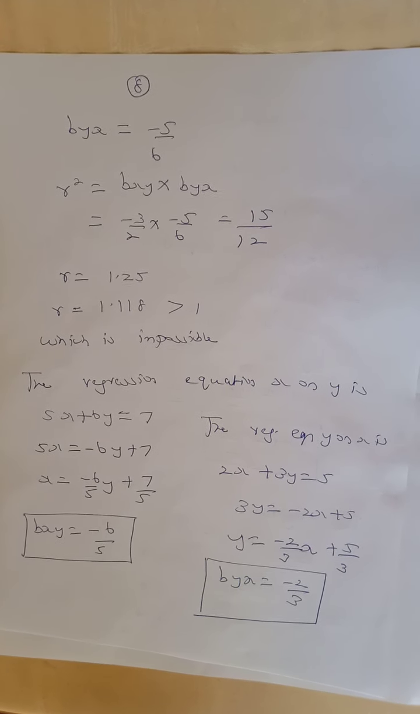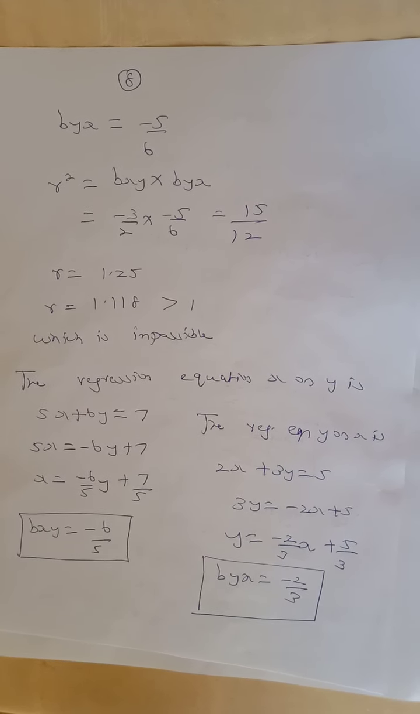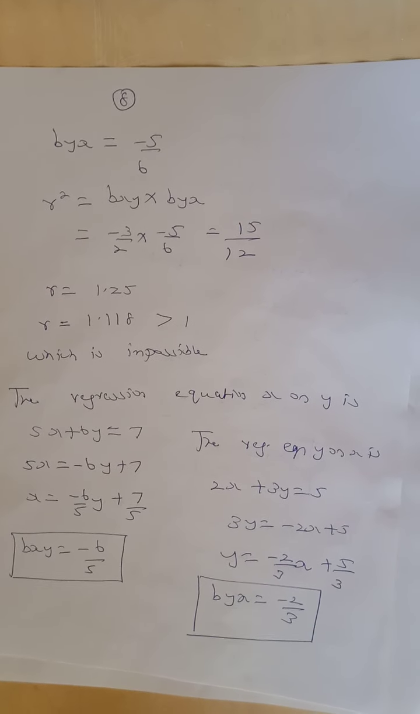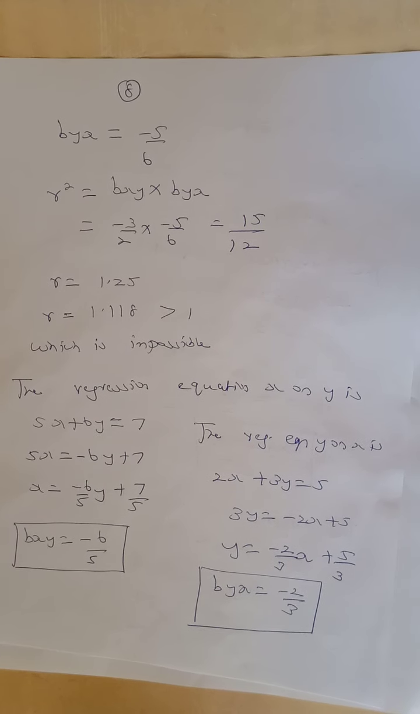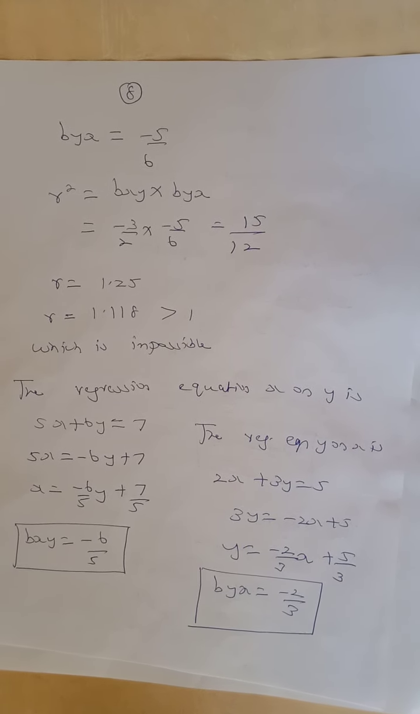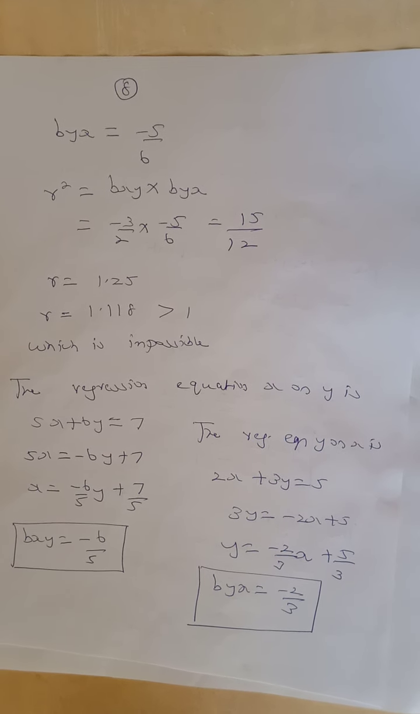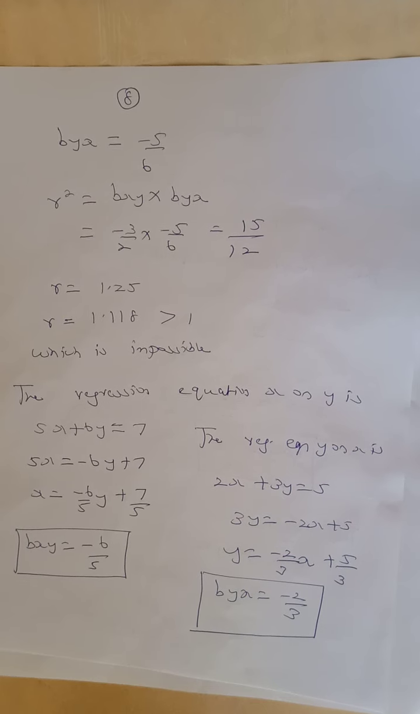From this we find the correlation coefficient: r square is equal to bxy into byx. Multiplying both values, we get r square is 15 by 12. Taking the square root, we get r is equal to 1.118, which is impossible. The correlation coefficient always lies between minus 1 and plus 1. So the reverse assumption is the correct option.